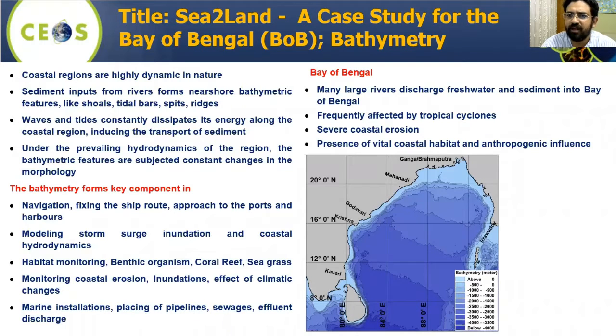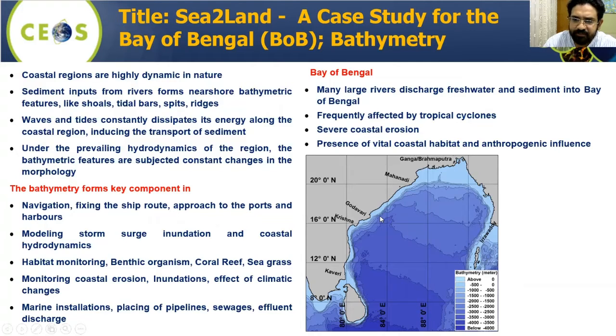The Bay of Bengal has a large sediment input from major rivers along its eastern and western boundary. The east coast in particular is subjected to frequent tropical cyclones and is a highly eroding coast. The coast of the Bay of Bengal also has several vital habitats like mangroves and nesting grounds of various endangered species that make the region significant to be monitored.